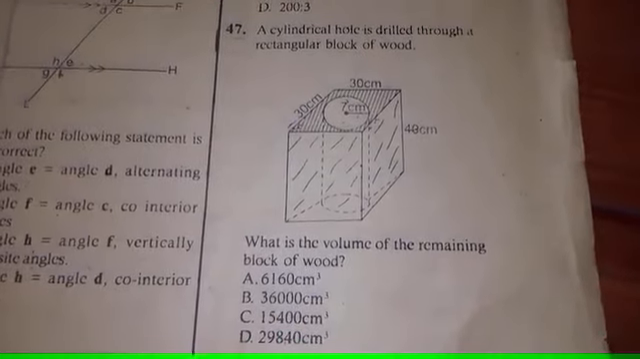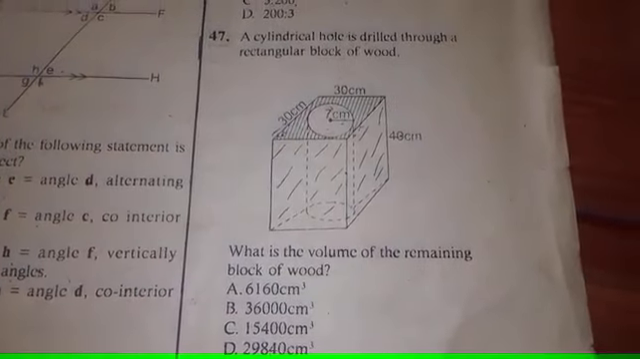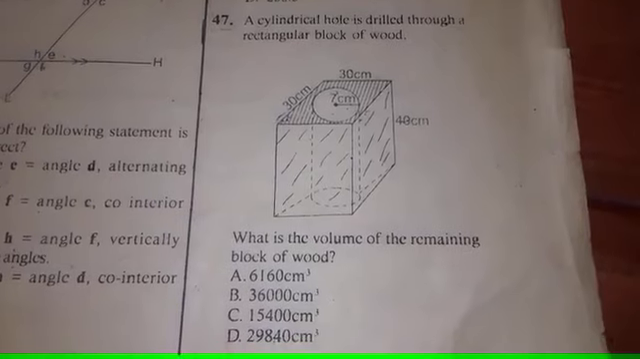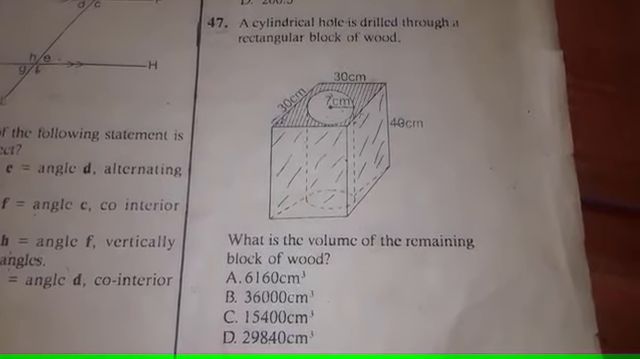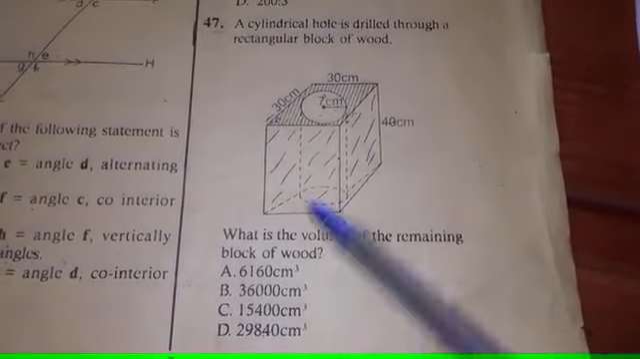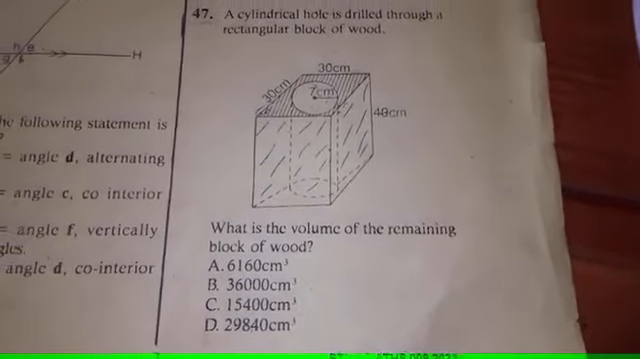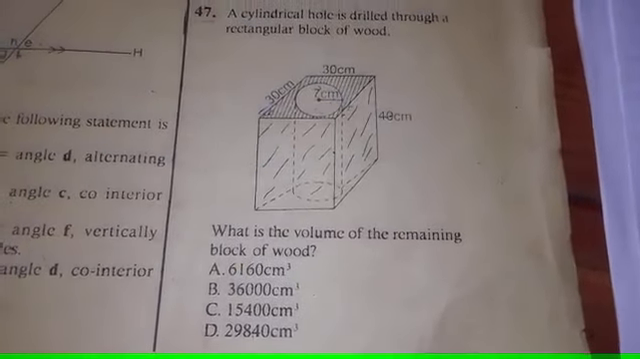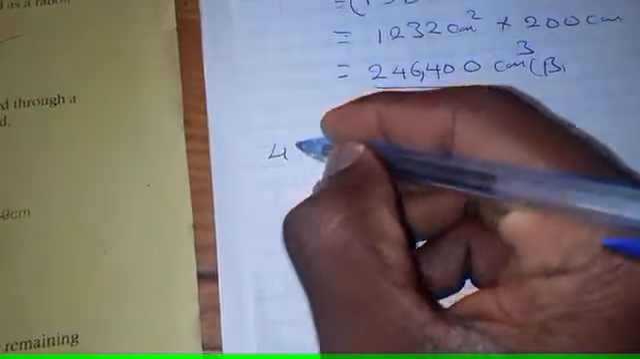Another question on volume. A cylindrical hole is drilled through a rectangular block of wood. What is the volume of the remaining block of wood? So this is the block of wood, and then a hole is drilled.